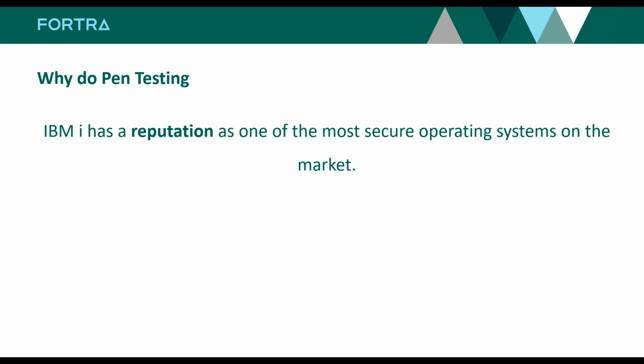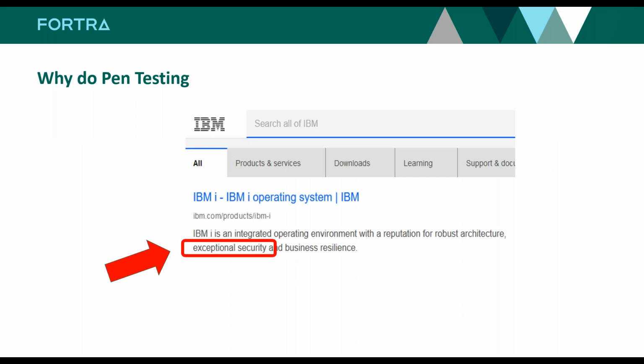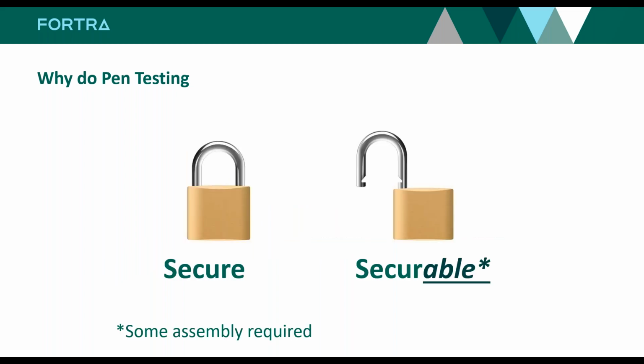So IBM i does have a reputation as one of the most secure platforms out there. And if you've been working on the IBM i for any length of time, hopefully you've experienced the ability for the system to be secure, but that's not how it's shipped. It is a system that provides you the ability to have exceptional security. They provide a lot of built-in features that can be taken advantage of to make sure that that system is one of the most secure systems that you have. But that doesn't happen without a little bit of assembly.